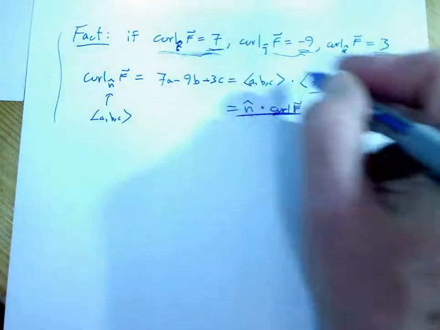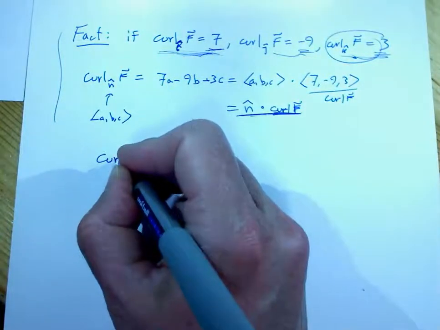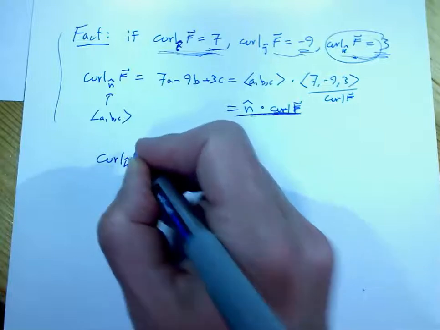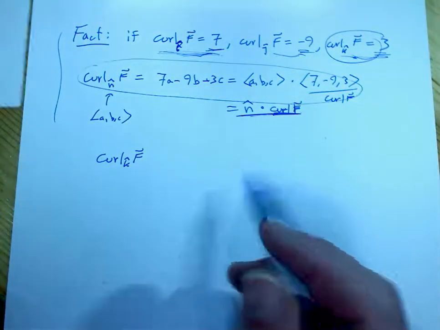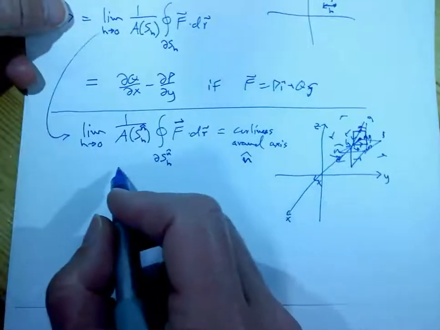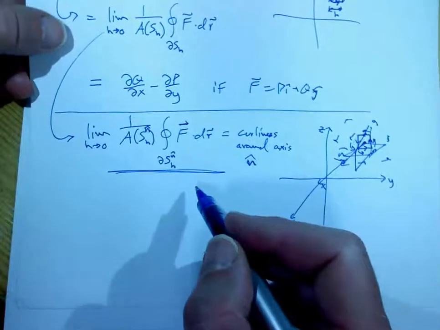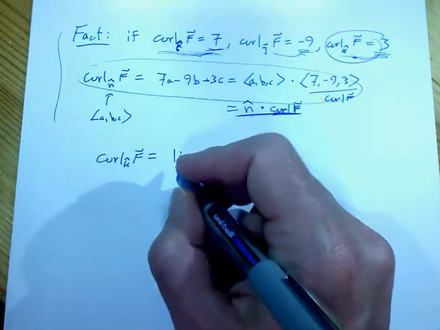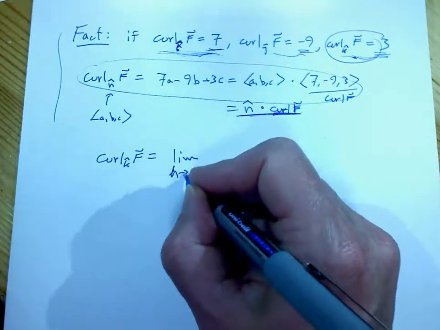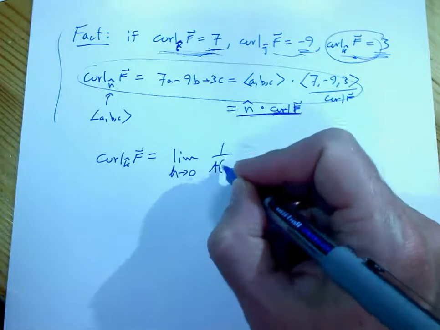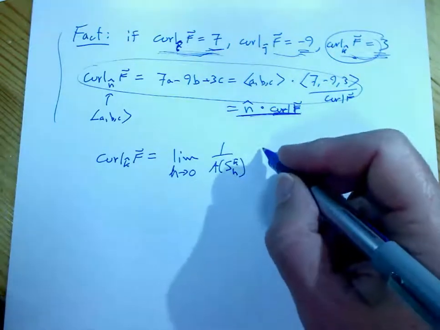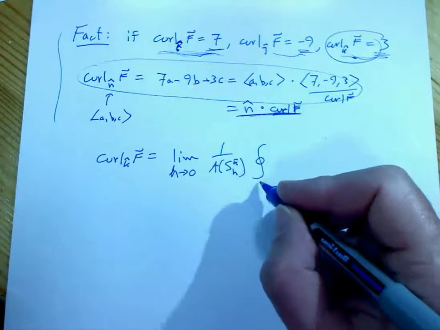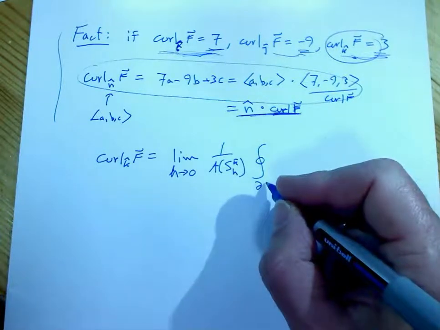And let's see. So let's look at curl k, for example. Okay. Well, if you believe what I just said, or if we go back to just what I proposed as what curl k would be, curl k should look awfully familiar. It's the limit as the size goes to 0 of 1 over the area. So I create a square with normal vector k. I take 1 over the area and I integrate over the boundary.